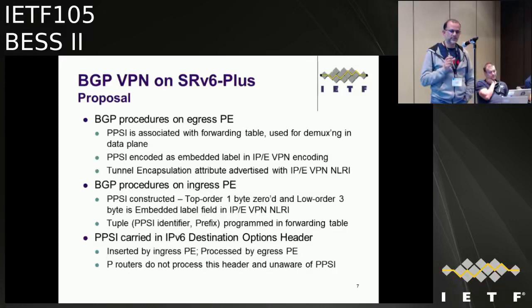And this tuple, the PPSI identifier and the prefix, is what is programmed in the SFIB, the segment forwarding table. Now, in the actual data plane, in the destination options header of the outer tunnel header, the ingress PE inserts the PPSI in the destination options header. The P routers do not process it because this is the destination options header in the last header. So it's only looked up by the final egress PE, and that is what is used for identifying where to send the packet to.